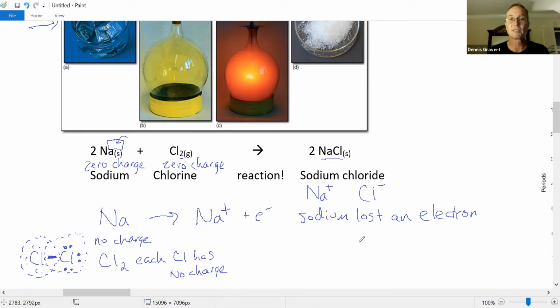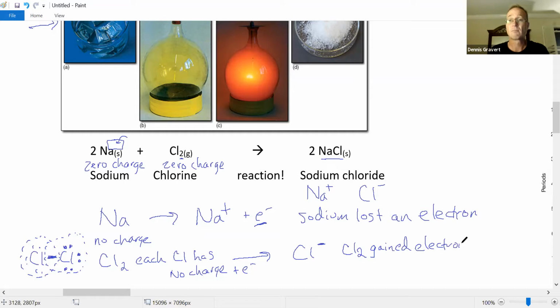But afterwards, chlorine said, hey, I'll take that electron. So after the reaction, each chlorine now has a net negative charge. So they gained an electron. So the chlorine that was neutral, each one gains an electron, becomes Cl minus. Instead of just writing Cl, I would write the whole molecule. The Cl2 molecule gained electrons.